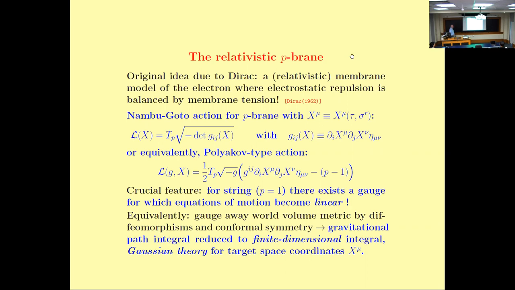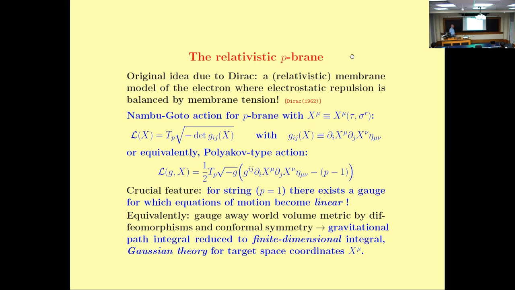Another thing that comes with this is that when you do a path integral for the string in the Polyakov approach, you integrate over the world sheet metric and the target space coordinates. Then, by choosing this gauge, the gravitational path integral is reduced to a finite dimensional integral, which means, unlike in gravity in higher dimensions, it's not a functional integral anymore, but just an ordinary integral, which is still very complicated. But anyway.